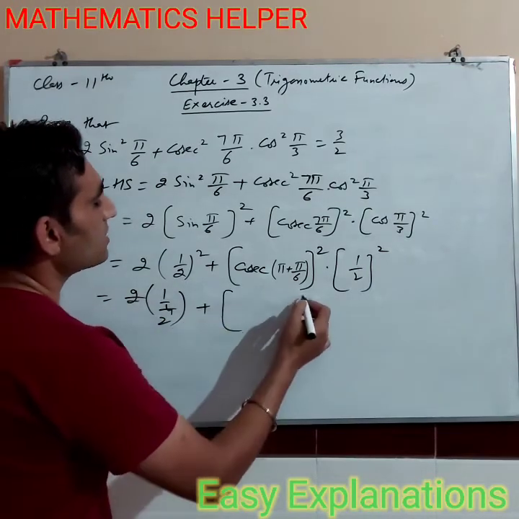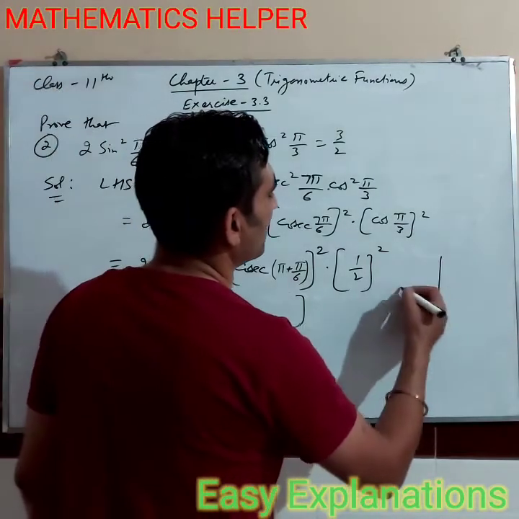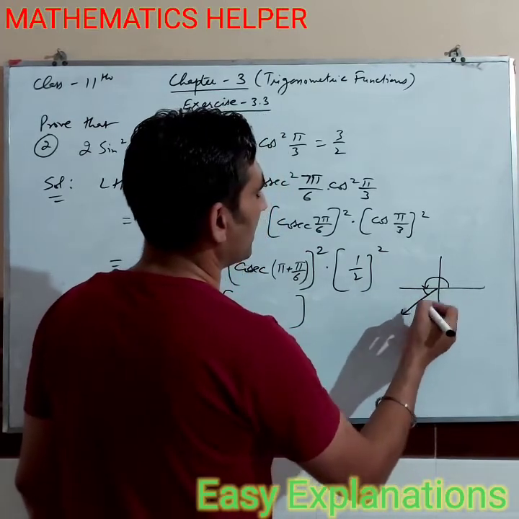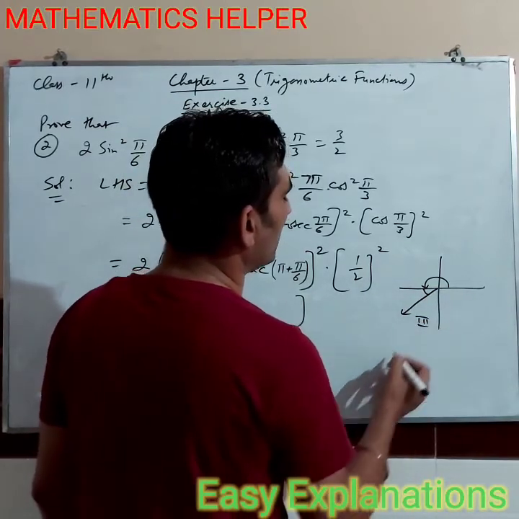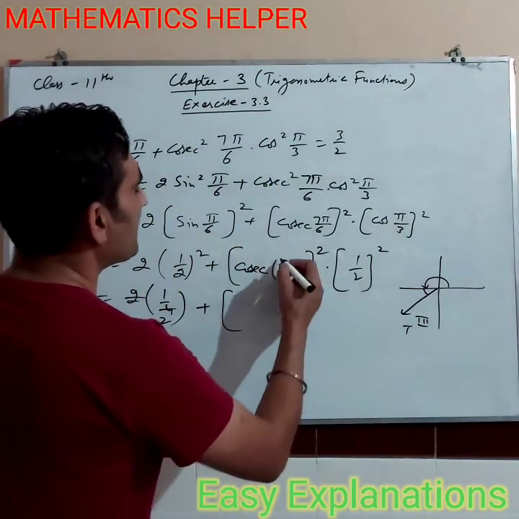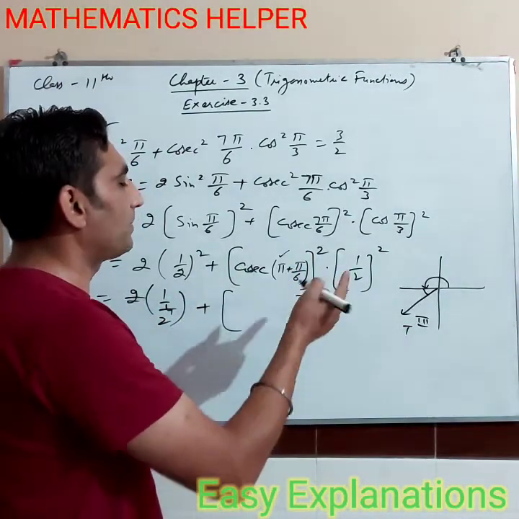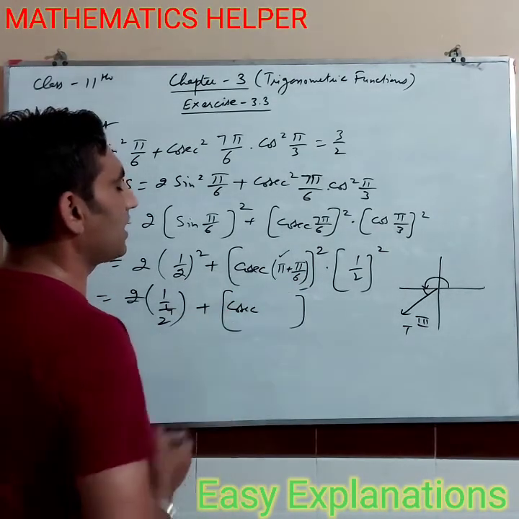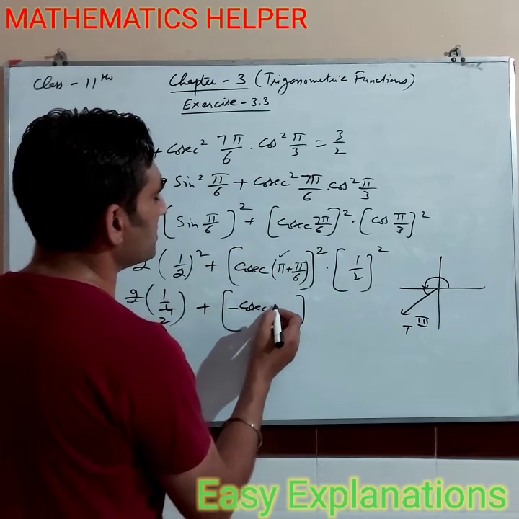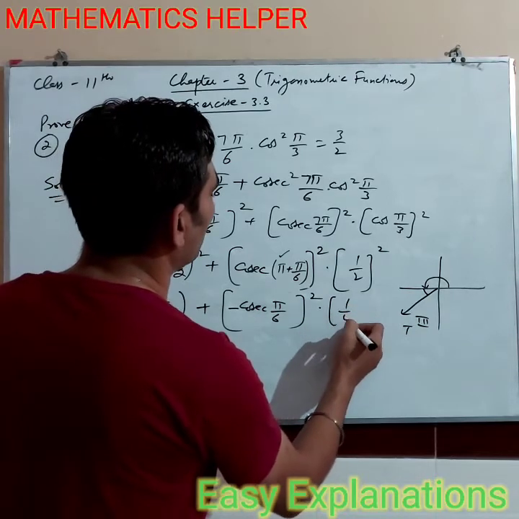Same here, cosecant pi plus pi over 6. What is the meaning of pi plus pi over 6? Pi, up to this, 180 up to this, plus pi over 6 means your angle is in the third quadrant. In the third quadrant, only tan and its opposite, cot, are positive. All others are negative. Since this is an integral multiple of pi, pi meaning 1 into pi, cosecant will remain the same, cosecant. But since this is in the third quadrant, it will be minus cosecant pi over 6 raised to power 2, into 1 over 2 square, which means 1 over 4.